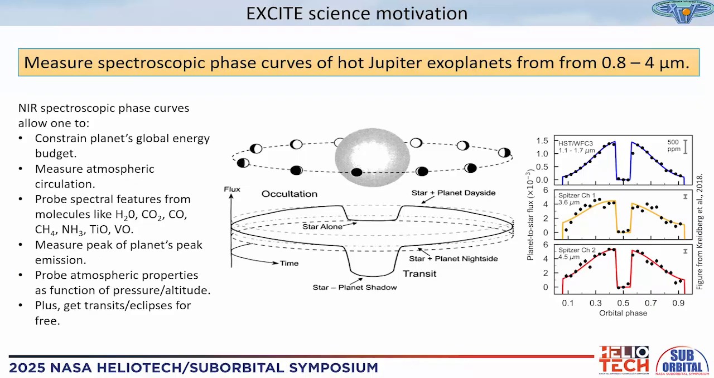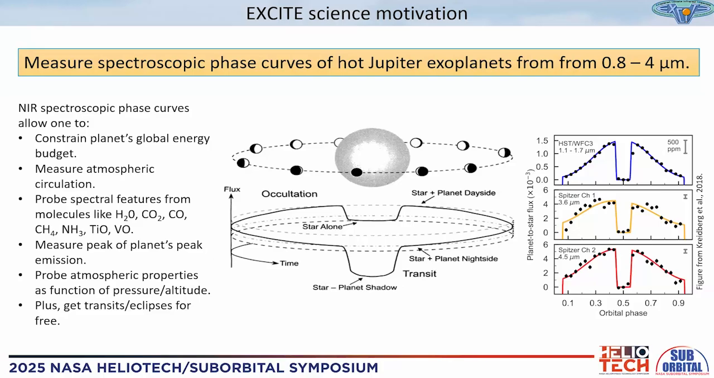So what is a phase curve? If you look at the cartoon in the middle, the phase curve is basically the continuous observation of a transiting exoplanet as it goes about its host star. And we're focused specifically on hot Jupiters that are tidally locked. If you do this measurement, you measure a light curve, kind of like shown.